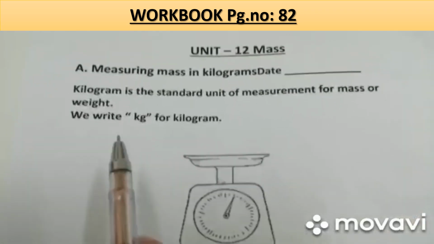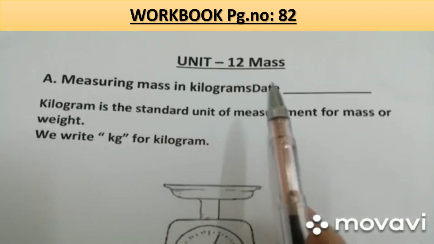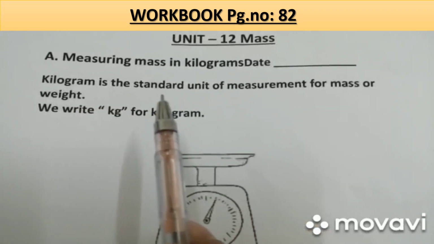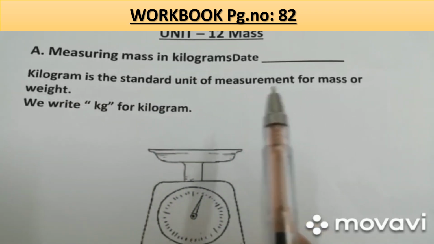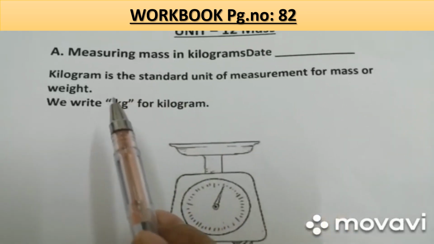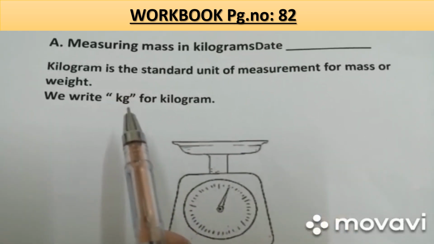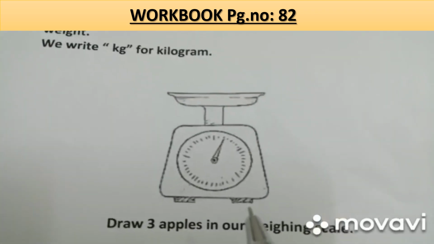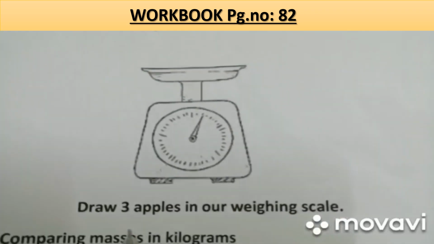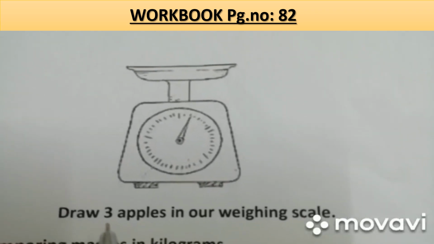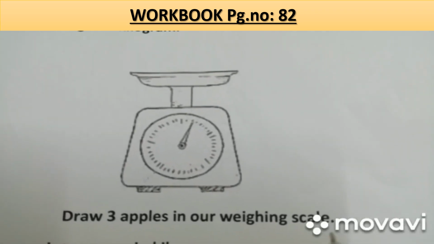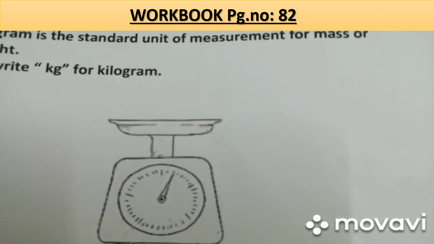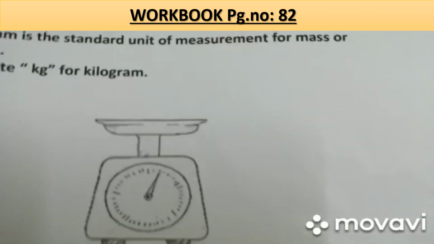See, Unit 12, it's mass. Measuring mass in kilograms. As I told you, kilogram is the standard unit of measurement for mass, or we can say weight. So we write kg for kilogram. That is the short form. So what is this? This is a weighing machine. So what is it saying? It's saying draw 3 apples in our weighing scale. They are saying that you draw 3 apples here on our weighing scale. So let us draw.